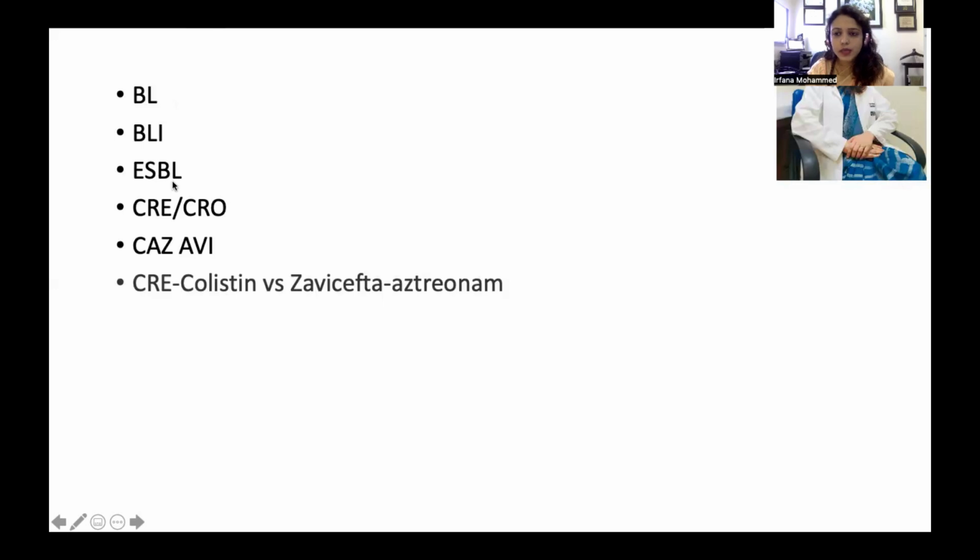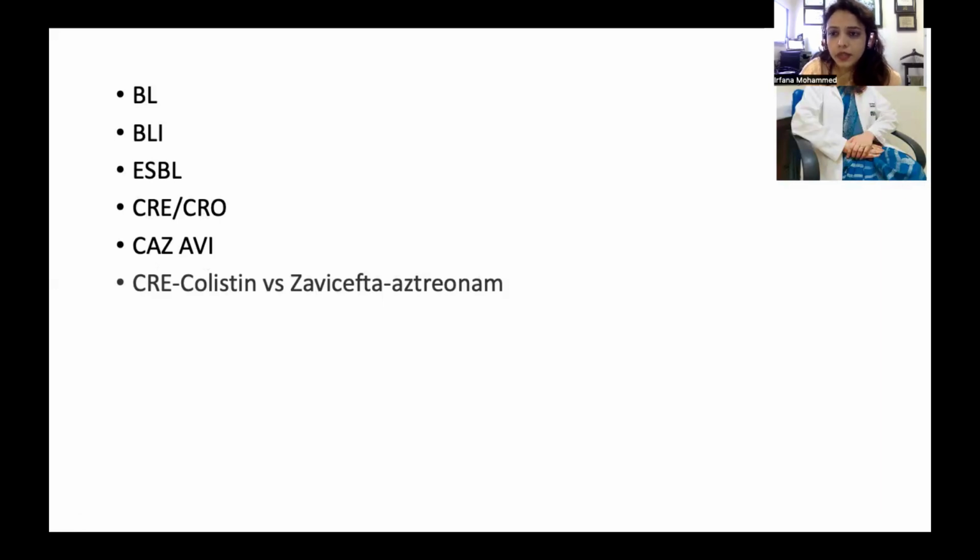When it comes to ESBL, we have already discussed, and CRE is carbapenem resistant Enterobacteriaceae. CRO is carbapenem resistant organism. So in CRE only Klebsiella and E. coli come. In CRO, it includes everything like Pseudomonas, Acinetobacter and even E. coli and Klebsiella. So coming to Zavicefta.